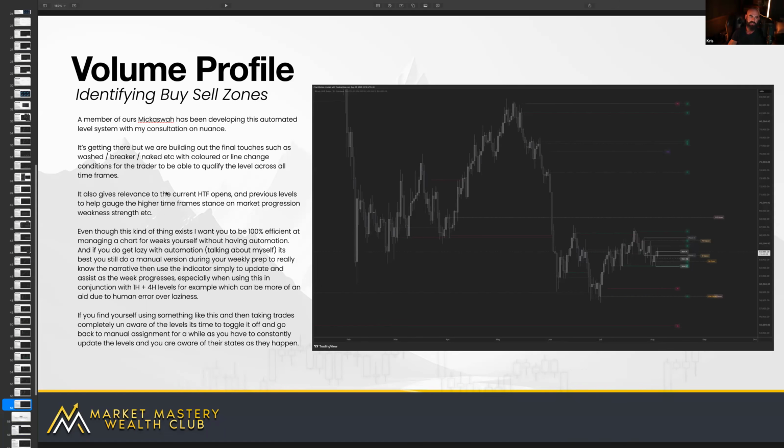It also gives relevance to the current high time frame opens and previous levels to help gauge the higher time frame. So we've got the monthly open, weekly open, previous weekly, Monday high, Monday low, etc. Nothing new, but just something that's the Monday strategy. Are we above previous week? Are we rotational on the weekly? Are we below the previous week? Just things like that without having to go to the weekly constantly.